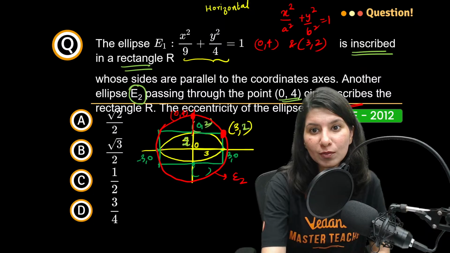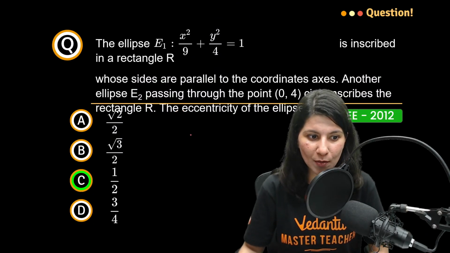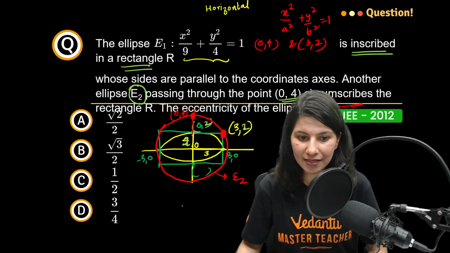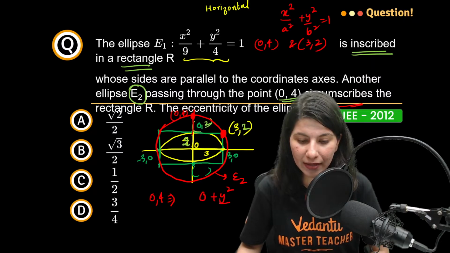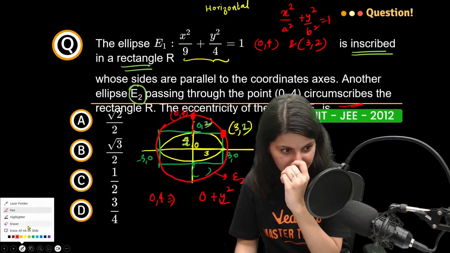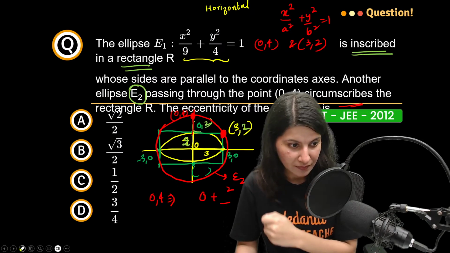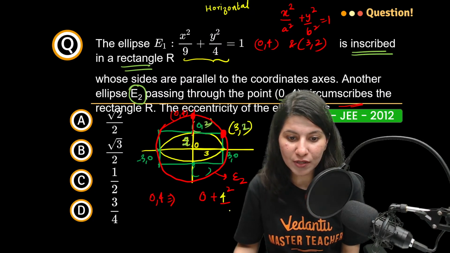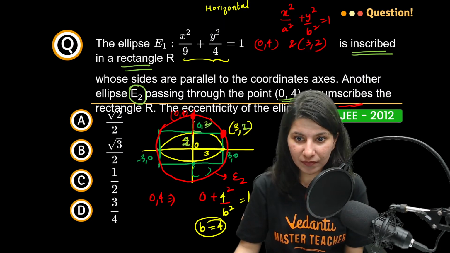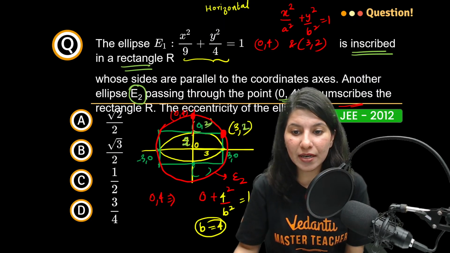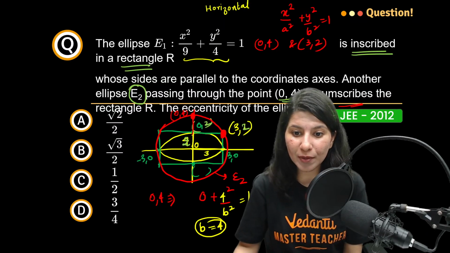So let us satisfy 0, 4 first. If I satisfy 0, 4, I will get 0 plus y square by b square, where y is 4, so 4 square by b square equals 1. So b is coming out as 4. Now 3, 2. Now your ellipse is x square by a square plus y square by 4 square equals 1. Now put 3, 2.